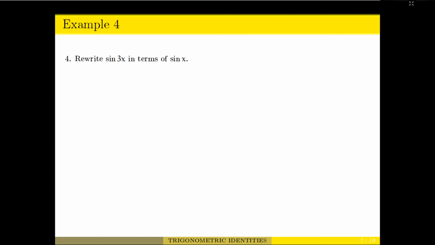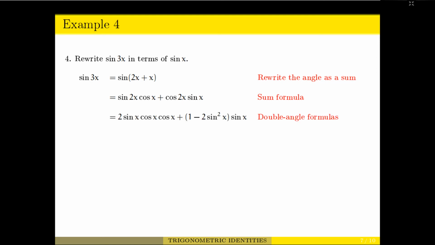We can rewrite the angle 3x in terms of a sum. That is, sine 3x is equivalent to sine quantity 2x plus x. Now, applying the sum formula for sine, that will give us sine 2x cosine x plus cosine 2x sine x. Now, applying the double angle formula for sine 2x and cosine 2x, that will give us 2 sine x cosine x times cosine x plus quantity 1 minus 2 sine squared x times sine x.